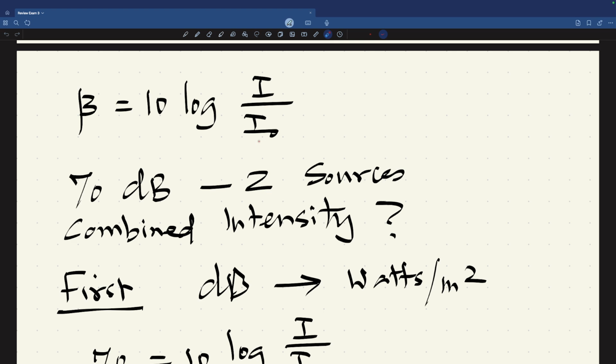Now you do know that I naught is always 10 raised to negative 12. That is the smallest intensity that human beings can perceive. So that's 10 to the negative 12. So here's a special problem. You have two sources and each one is producing 70 decibels. Question is, what is their combined intensity? Like if you have both the sources, what's the total intensity?